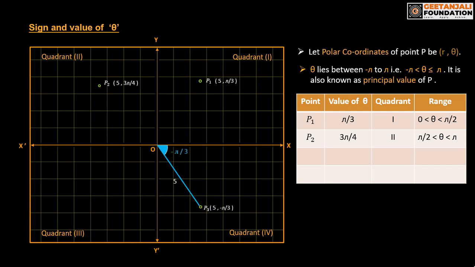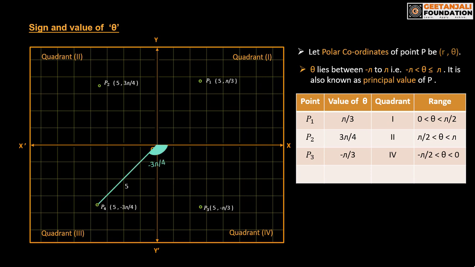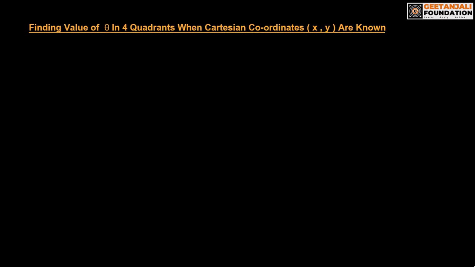Now let's take the third point P3, which is in the fourth quadrant, and you can see the value of theta here is minus pi by 3, which is between minus pi by 2 and 0. Now let's take the fourth point, which is in the third quadrant. Here the value of theta is minus 3 pi by 4, which is between minus pi and minus pi by 2. So to determine the values of theta, it is very important to know in which quadrant our rotating ray lies. Let's see the method.